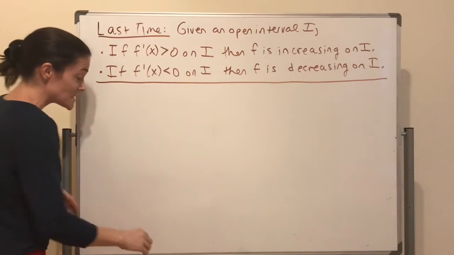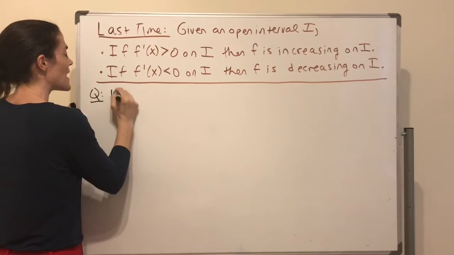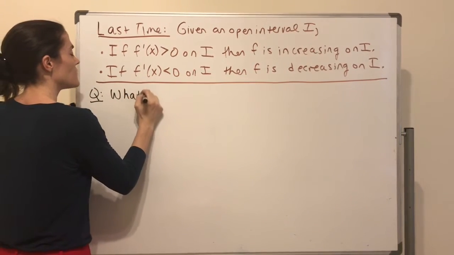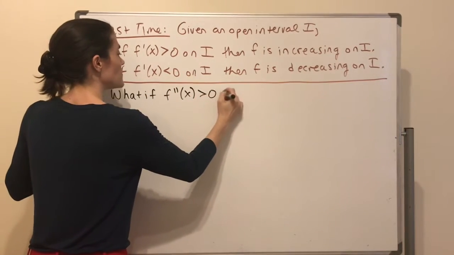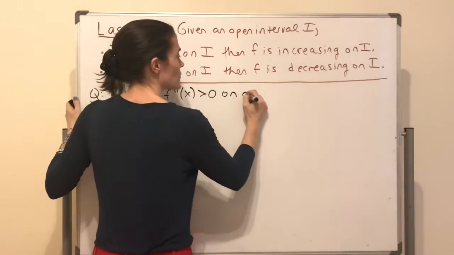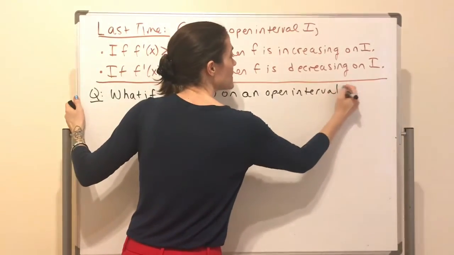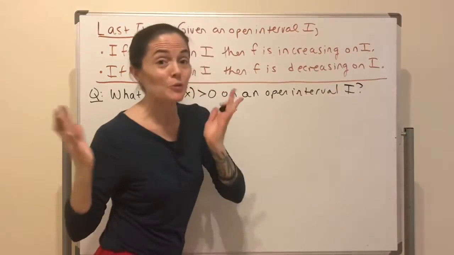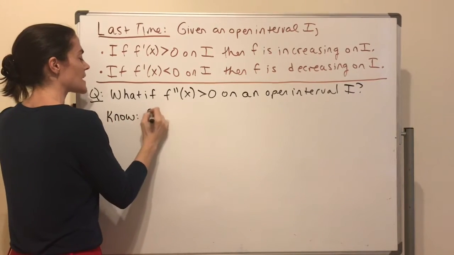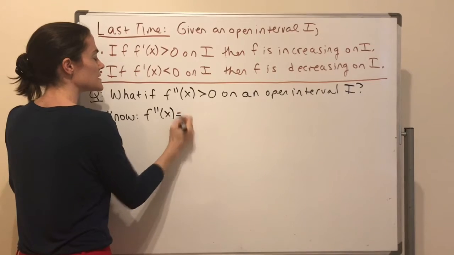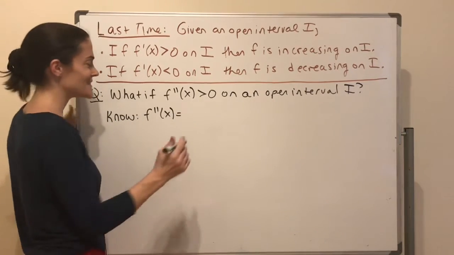Now, the question becomes, what about the second derivative? So what if the second derivative is positive on an open interval I? What can you say about the original function? We know the second derivative is, now I'm going to mix the d/dx and the prime notation here just to make a comment.